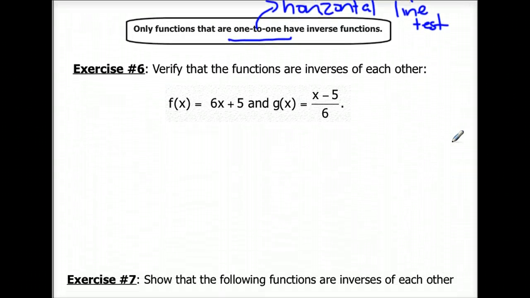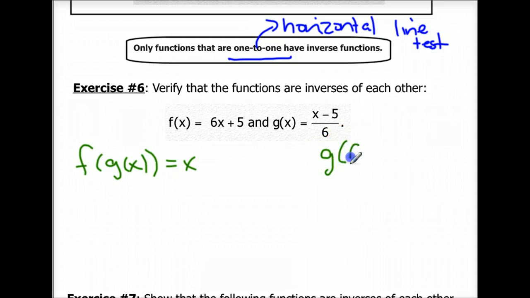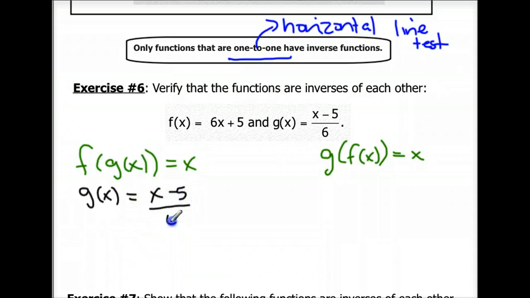So I have exercise 6. I want to verify that these two are inverses of each other. So there are 2 things that I need to do. I need to show that f of g of x is equal to x, and I need to show that g of f of x is equal to x. So the way I do this is, first of all, what's g of x? G of x is x minus 5 over 6.